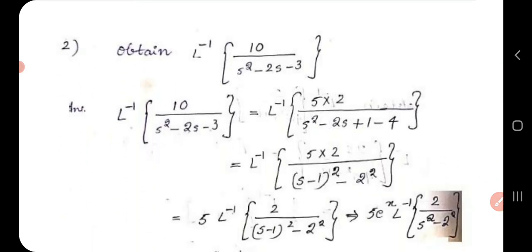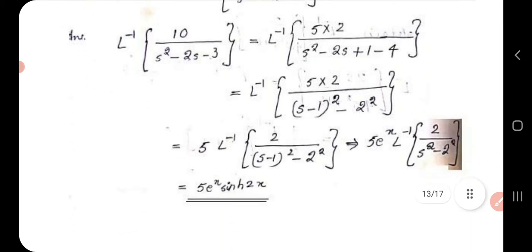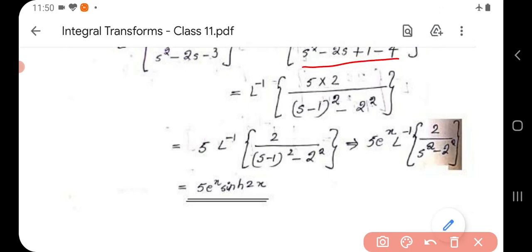L inverse of 10 by s square minus 2s plus 3. Just write 10 in the form 5 into 2. Then write s square minus 2s minus 3 as s square minus 2s plus 1 minus 4, because it is the same as minus 3. We write that in order to bring it into a particular form. Now just split this denominator as s minus 1 the whole square minus 2 square. Because this is the same as this one. Now 5 is common, taken outside. What is remaining inside is 2 by s minus 1 the whole square minus 2 square.